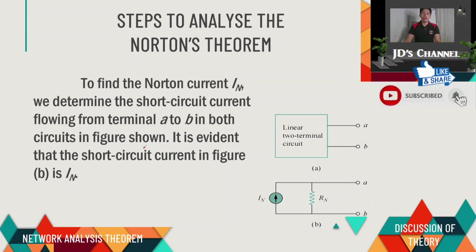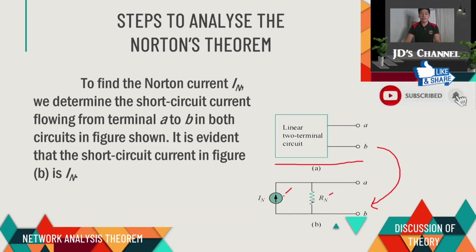To find the Norton current, or our IN, we determine the short circuit current flowing from terminal A to B in both circuits in the figure shown. This is our original circuit, and when we convert it, this is how it will look. We should get our ITH, we should get our IN, and our RN.